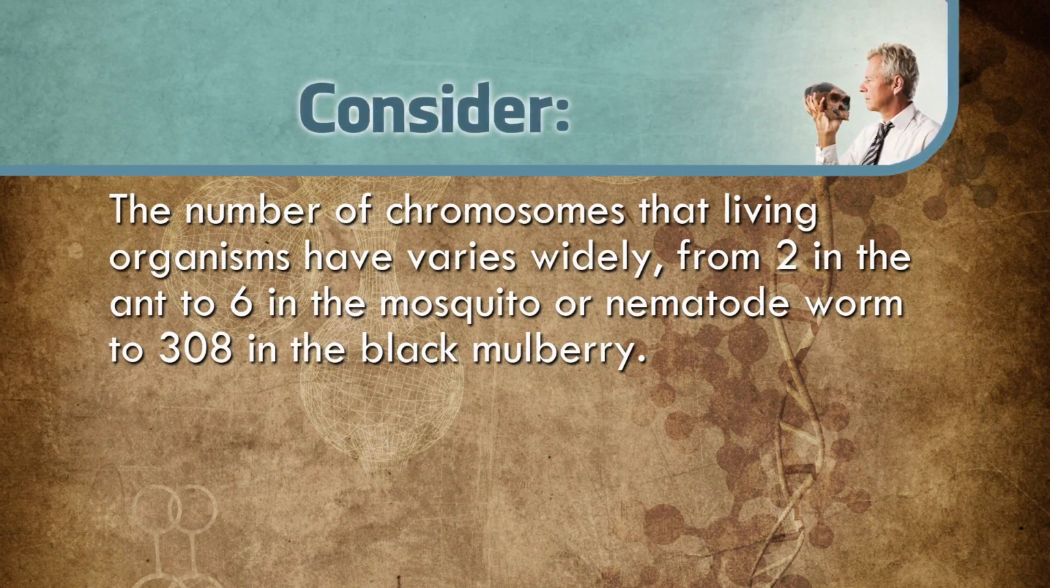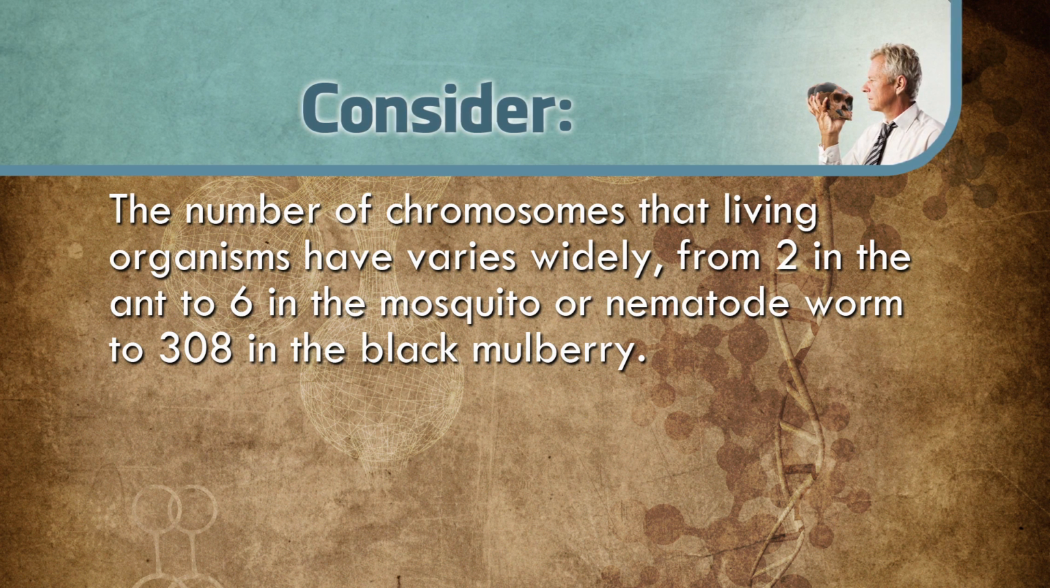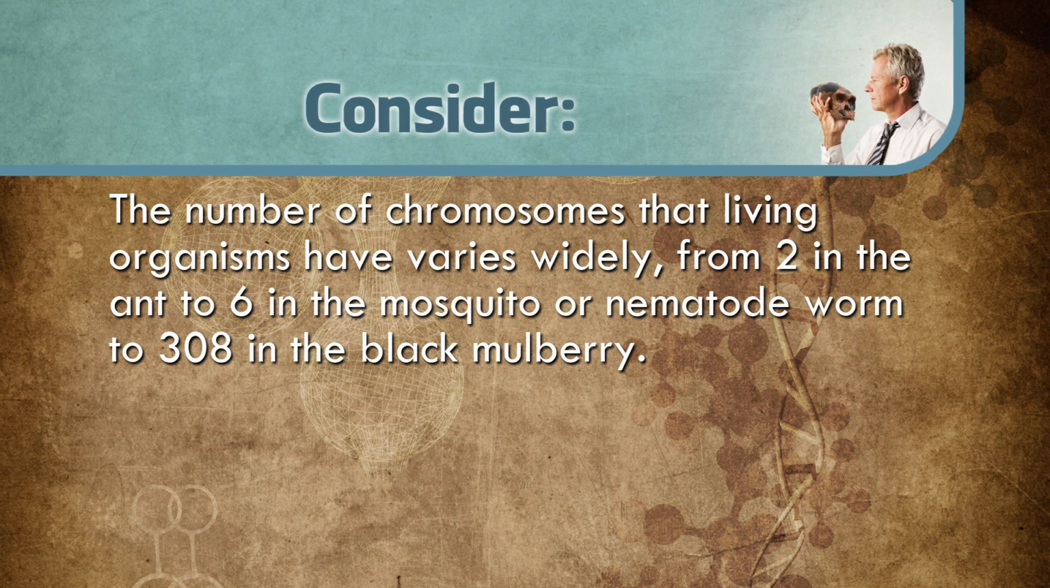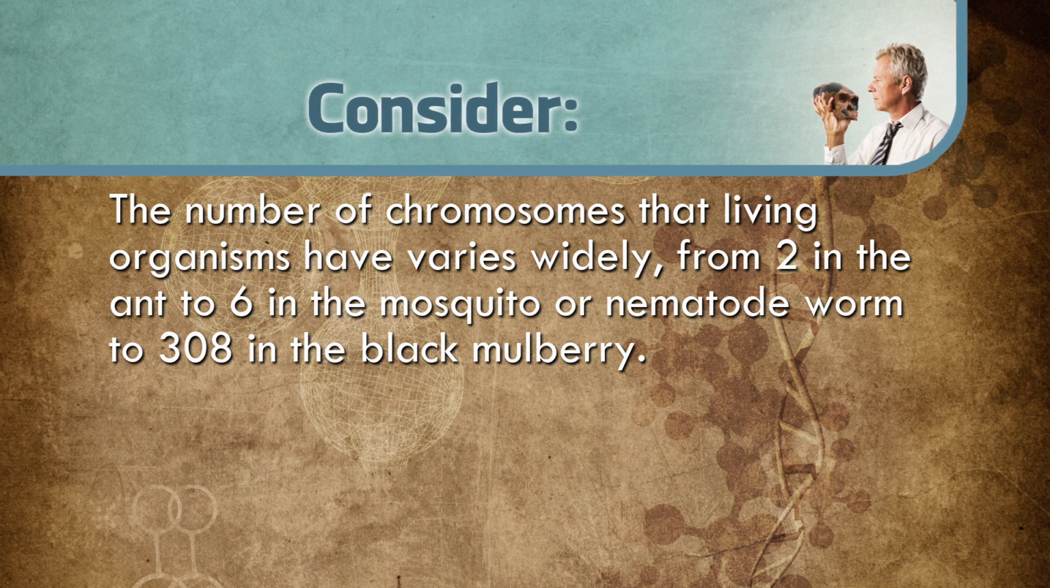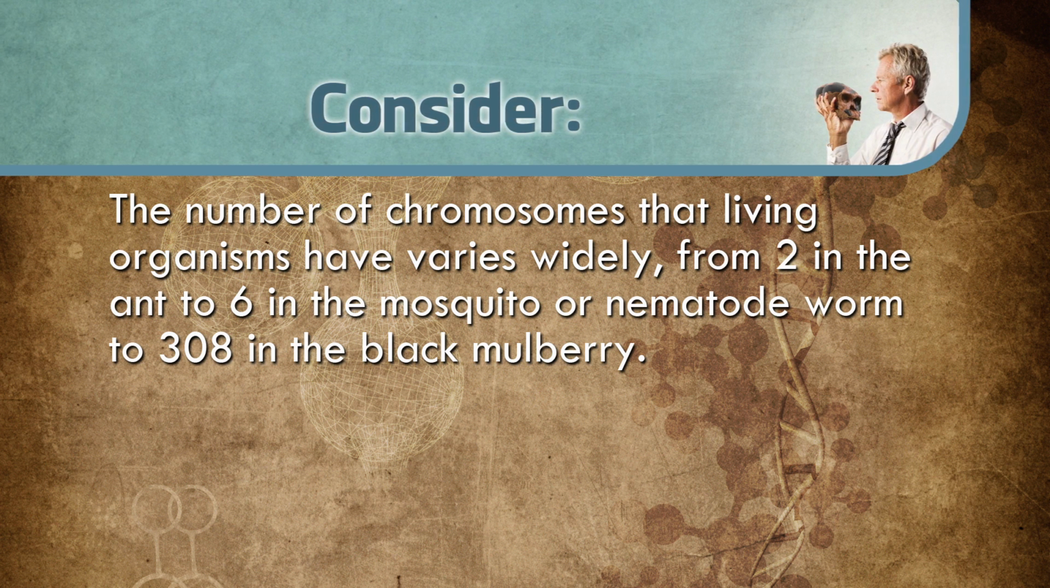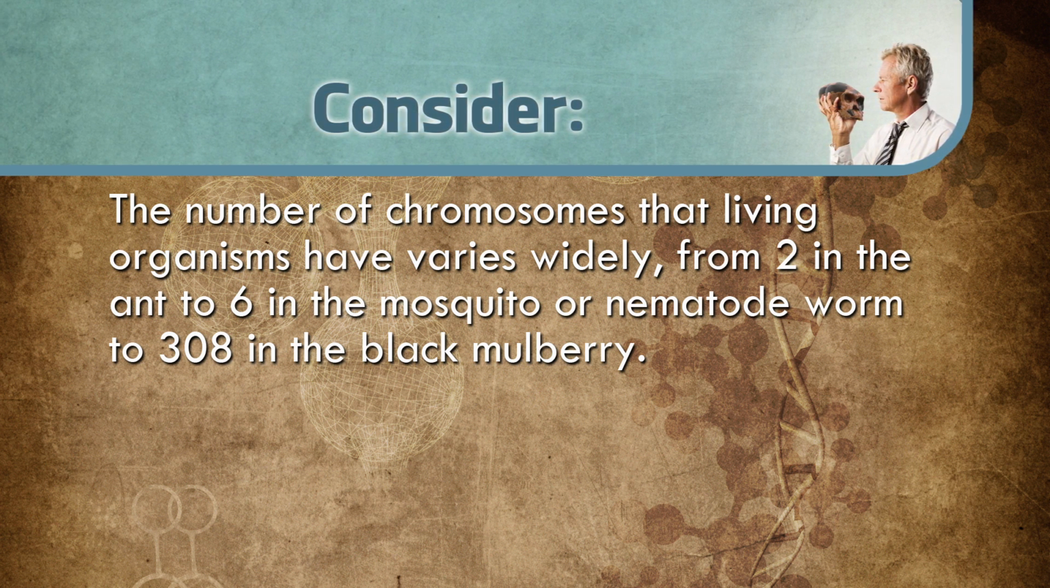Consider, for instance, the number of chromosomes that living organisms have varies widely, from 2 in the ant to 6 in the mosquito or the nematode worm, 308 in the black mulberry. And the complexity of an organism doesn't appear to affect the number of chromosomes the organism has. The radiolaria, a simple protozoan, has about 1,600, while humans, which are considered more complex, have only 46.